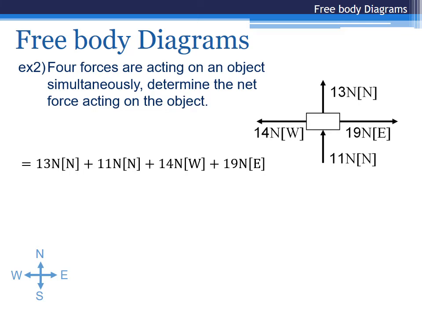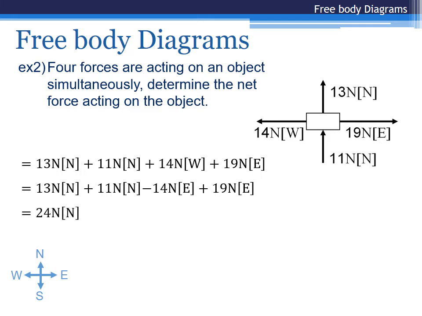The 13 Newtons and 11 Newtons are both north, so north is going to win. The 14 Newton force and the 19 Newton force are pulling in opposite directions, so I will have to switch them both to east because east is going to win. So 14 newtons west becomes negative 14 newtons east. So 13 newtons and 11 newtons north added together gives us 24 newtons north, and negative 14 newtons east plus 19 newtons east gives us 5 newtons east.